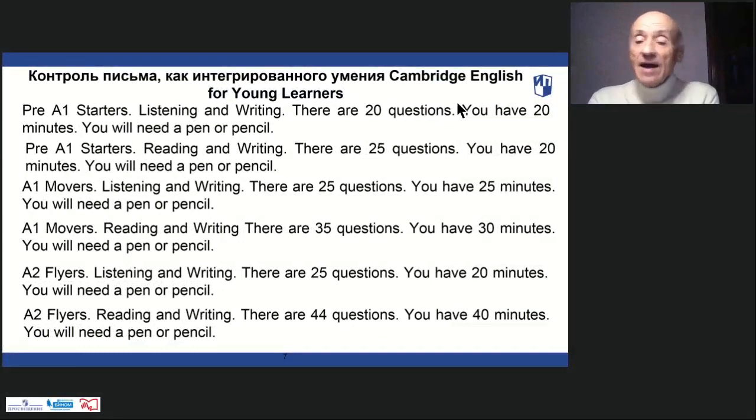If we take a brief look at the tasks and the format of testing, then the picture is as follows. At the pre-A1 level, starters, listening and writing, there are 20 questions to be answered in 20 minutes. The students need pen and pencil as usual. At pre-A1 starters, reading and writing, there are 25 questions and 20 minutes.